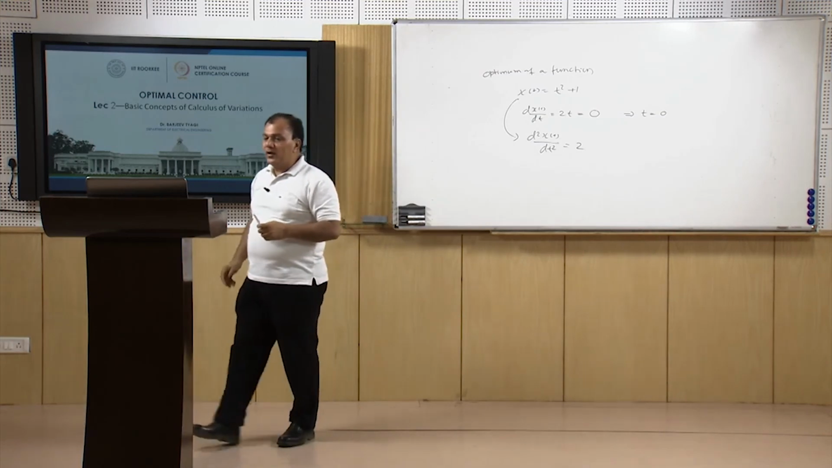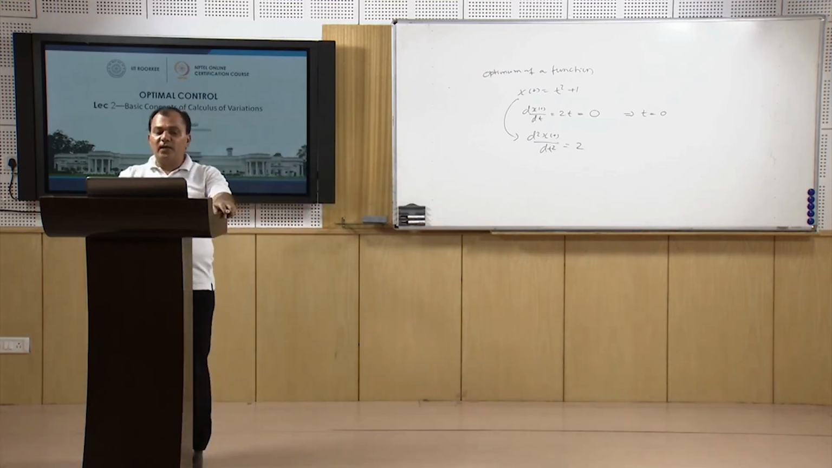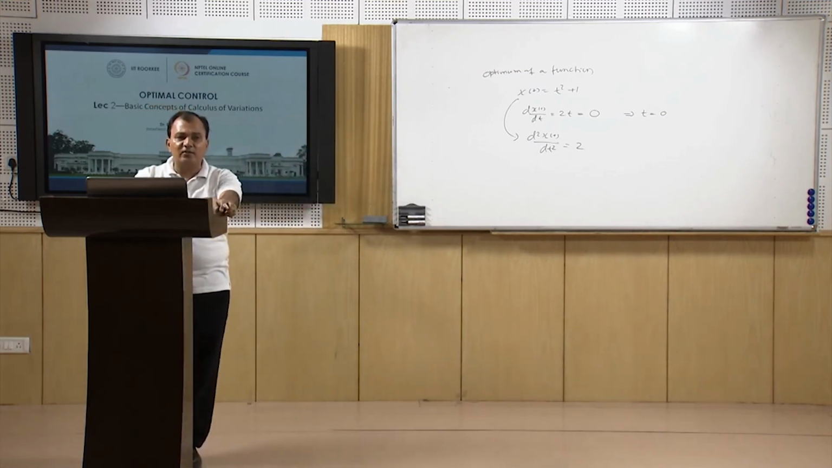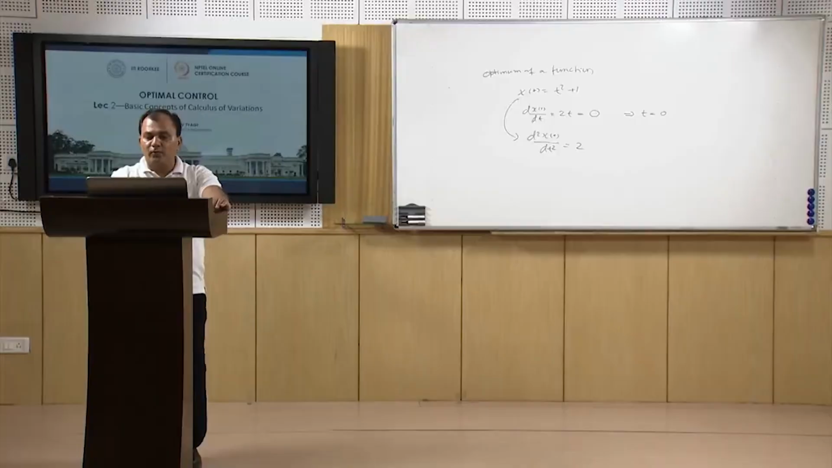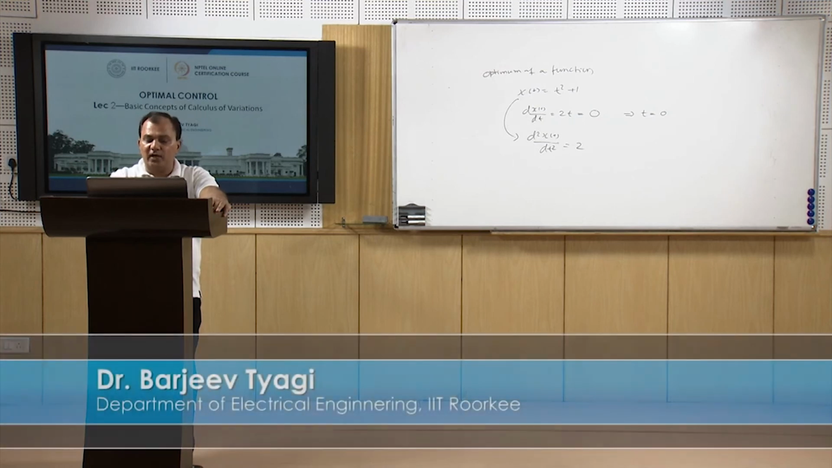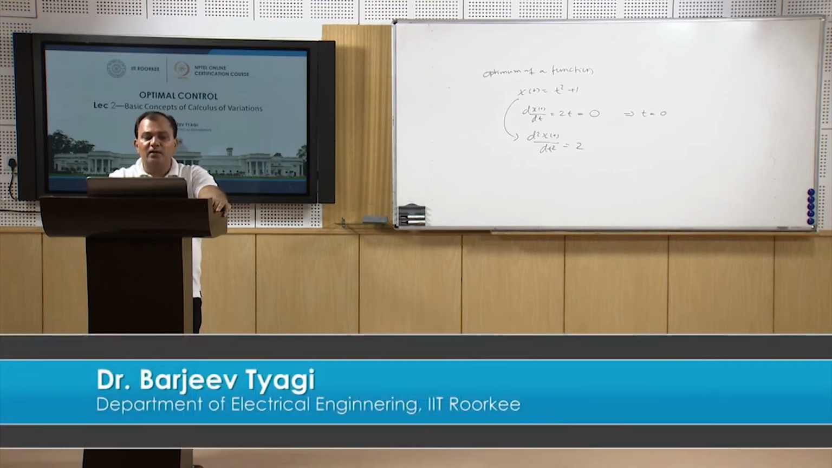Similarly, in the case of a functional, the first variation and the second variation are used to determine the optimal values and the point of extrema, meaning whether this is maxima or minima. This we will discuss in the later part of our course. The first variation and the second variation are important parameters which we will utilize later in the course.